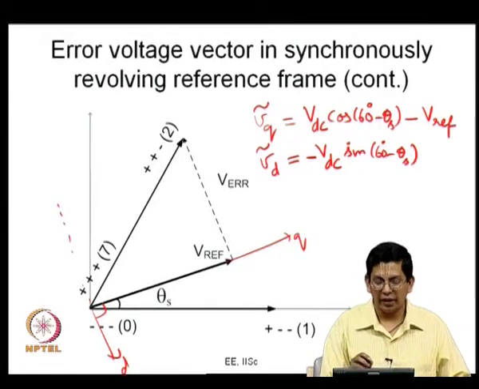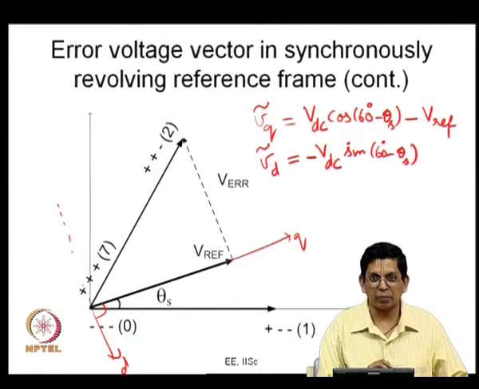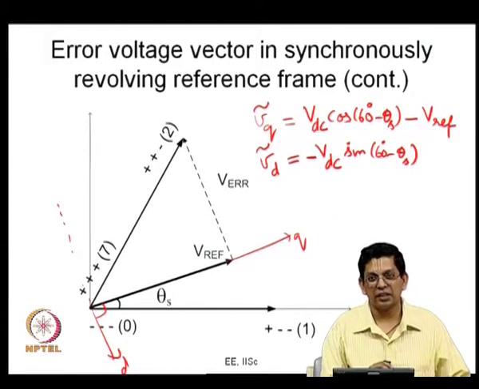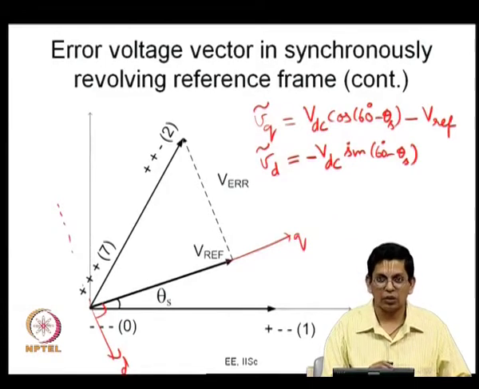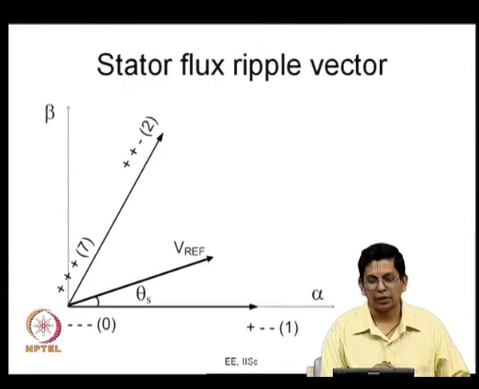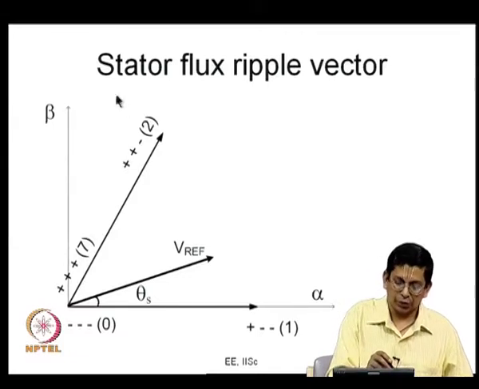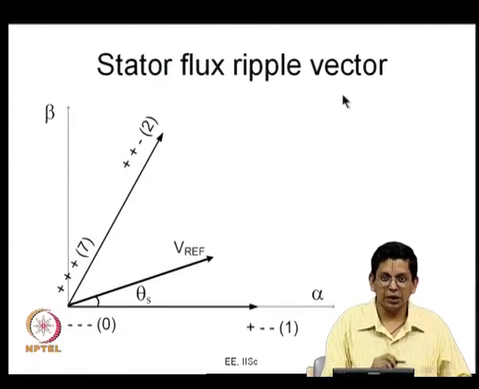We have to integrate these error voltage vectors to get a measure of the line current ripple, because as far as the ripple voltage is concerned, the machine is seen as a leakage inductance. Therefore, the integral of the voltage is proportional to the current. So, this is the stator flux ripple vector. What is the stator flux ripple vector? As I mentioned to you, this is the integral of the voltage error vector.